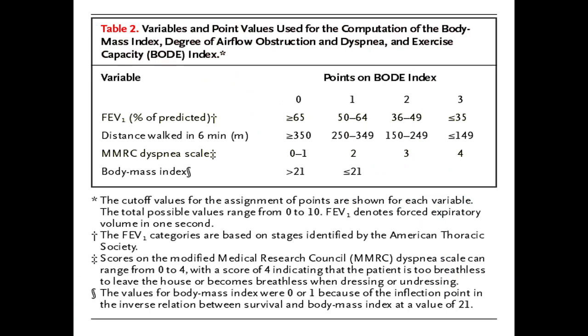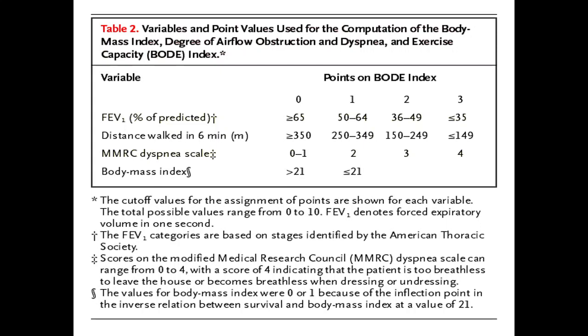This slide showed the BODE index. B stands for body mass index. Those who have body mass index less than 21 get 1 point. If more than 21, 0. The O stands for airway obstruction, how much the FEV1 as percent of predicted. If the FEV1 is more than 65% of predicted, 0; 50 to 64, 1; less than 35, 3. The D is the dyspnea. According to the Medical Research Council dyspnea scale, 0 to 1, they have 0 points. If they have 4, then this is 3 points.